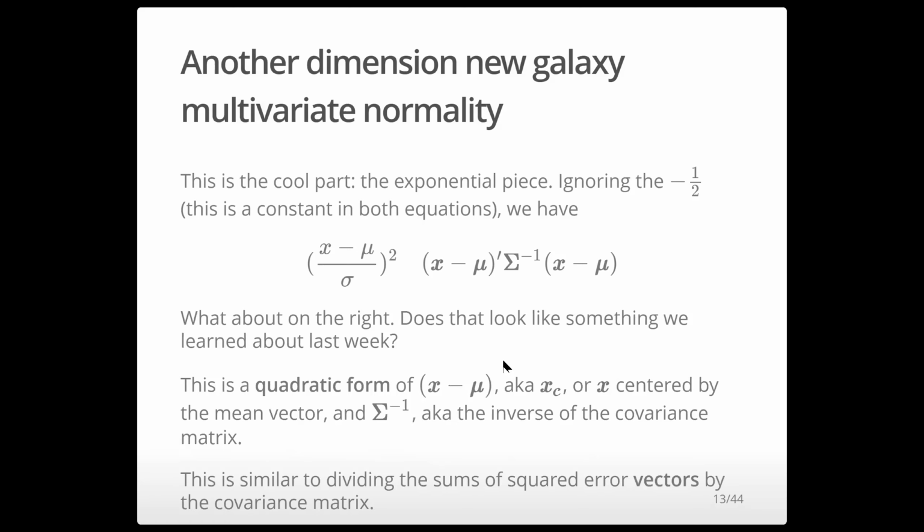So essentially what we're doing is we're centering our x by the mean and the inverse covariance matrix. And then it's the quadratic form of the centered x and the inverse covariance matrix. So this is similar to dividing the sums of squared errors by the covariance matrix, as I mentioned.